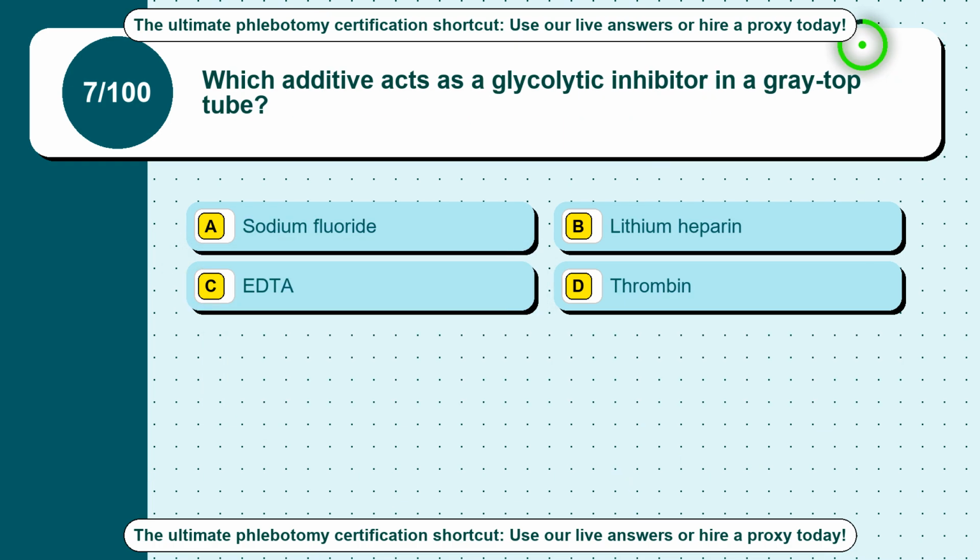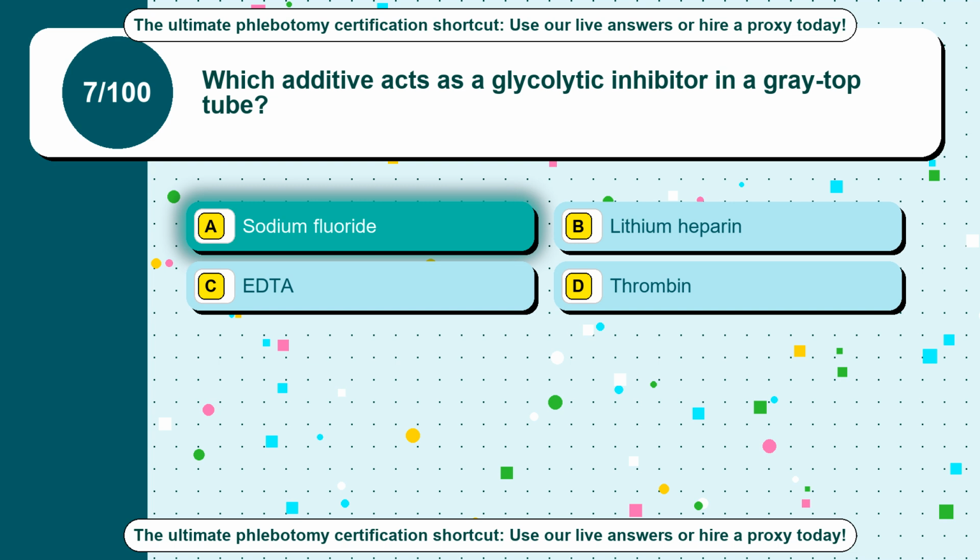Question 7. Which additive acts as a glycolytic inhibitor in a grey top tube? Option A. Sodium fluoride. Option B. Lithium heparin. Option C. EDTA. Option D. Thrombin. The correct answer is option A.